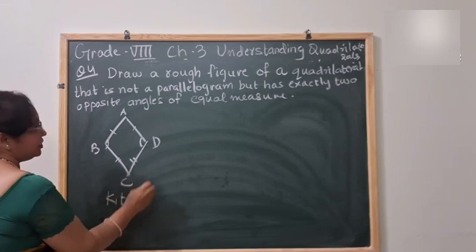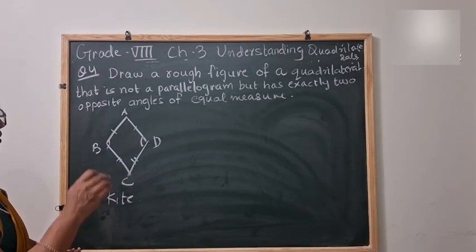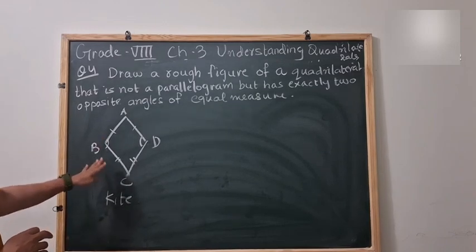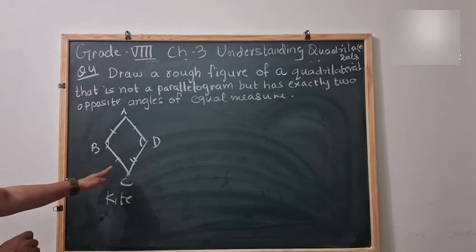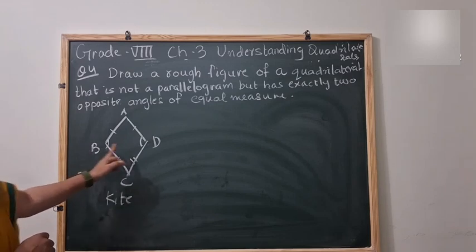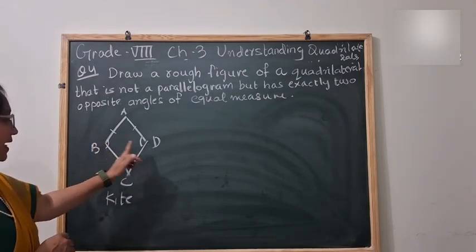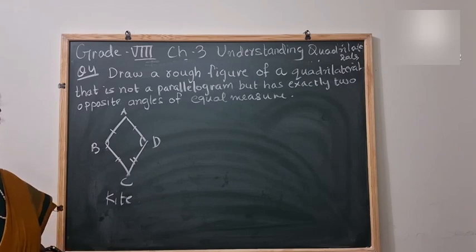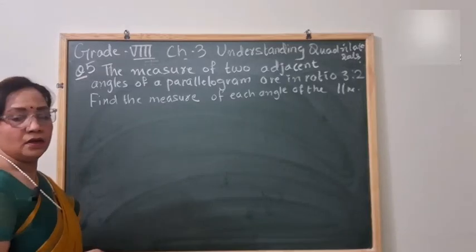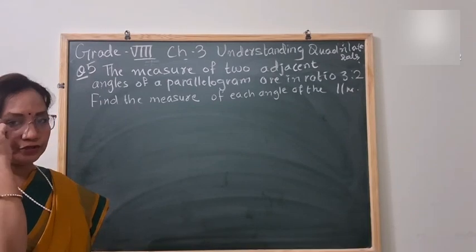So here you can write in your statement, students, that ABCD is a quadrilateral which is not a parallelogram, having opposite angles, that is angle B and angle D, of equal measure. Okay, students, is this clear? Moving on to question number 5.